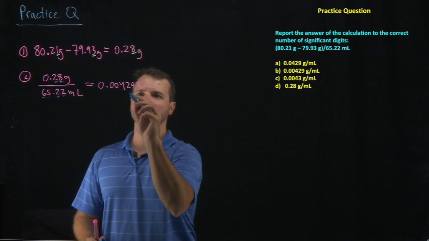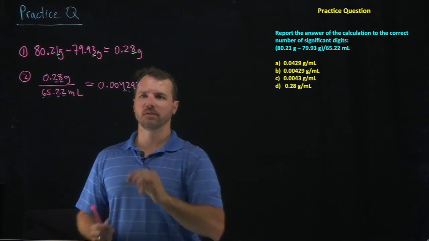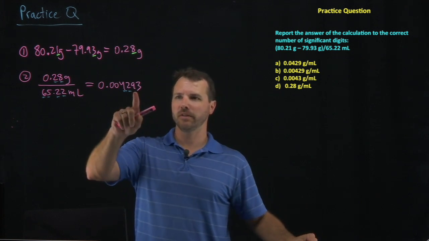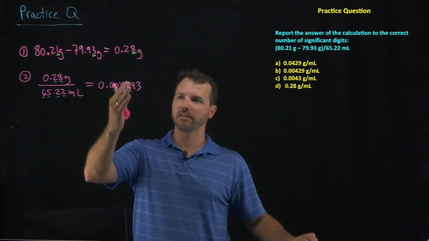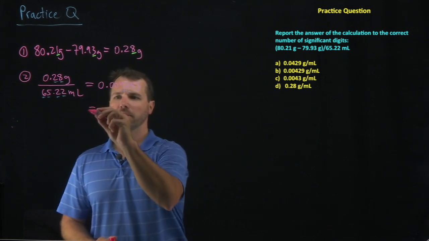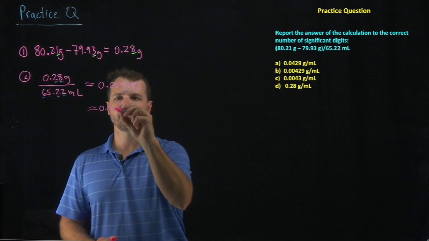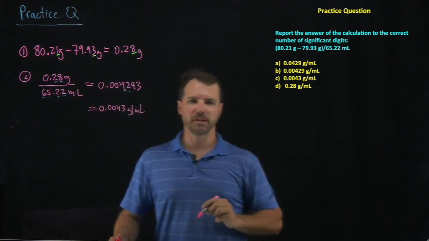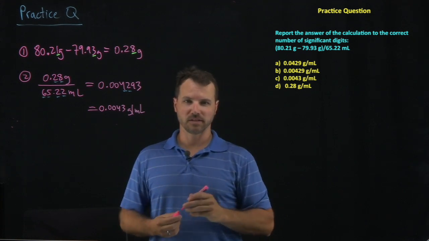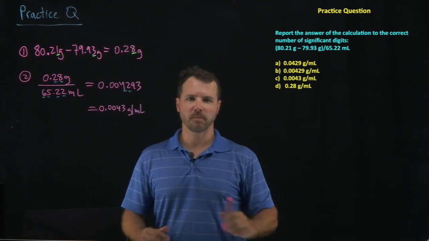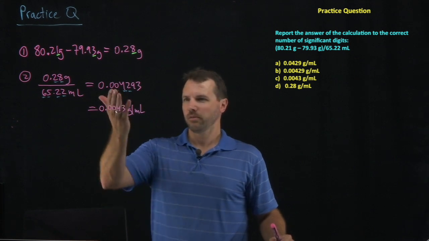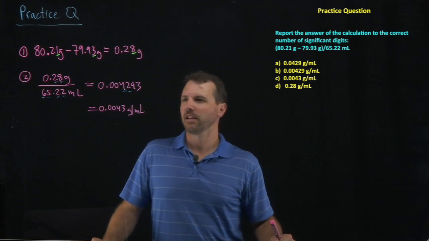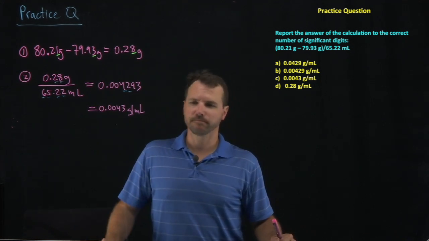So we have 2 sig figs here. We want to have just 2 sig figs in our answer. And of course, if we round, we see that we have 9, which is a number bigger than 5, and so we're going to round that up to 0.0043 grams per milliliter. So answer choice C would be your correct answer. So B would be an answer that's close, but if you're using the correct number of sig figs, then of course you have to go with choice C.